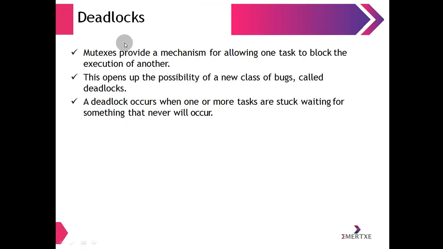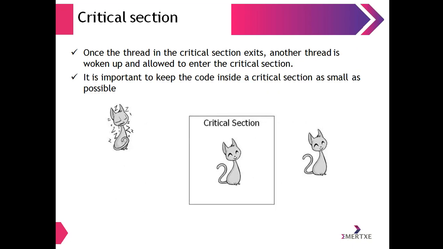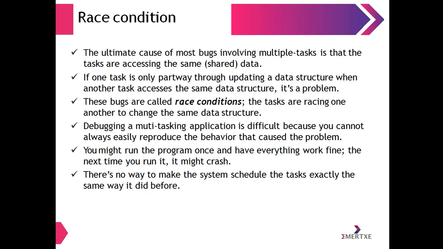So this is the deadlock situation. Now we are going to describe what will happen. Suppose we have started here with the race condition. What is the race condition? The race condition, the ultimate cause of most bugs involving multiple tasks, is that the tasks are accessing the same shared data.